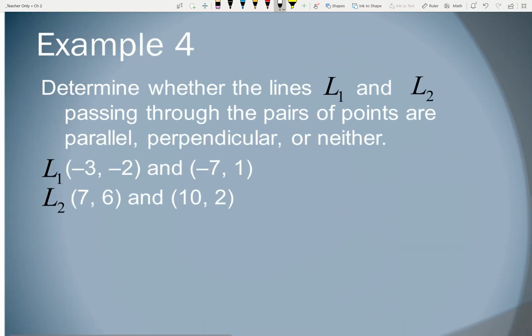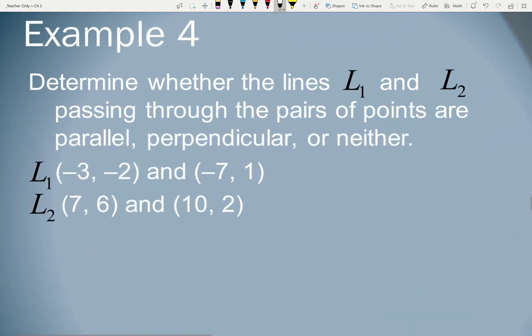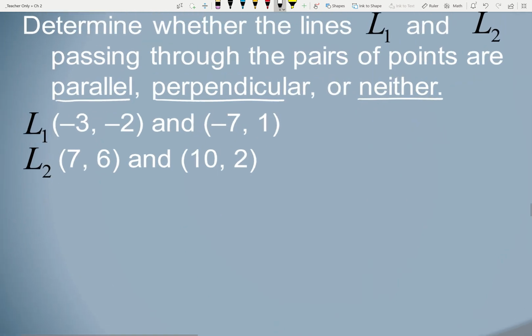So if I give you an example like this, number 4, it says determine whether the lines L1 and L2 passing through these pairs of points are parallel, perpendicular, or neither. That's one of the conclusions we're going to have to make, one of these three choices, then we need to know how to do that. So let's go ahead and figure that out here, right? So in order to figure out if two lines are parallel or perpendicular, we just said that we have to have this relationship between the slopes of these lines. So if that's not something that I'm handing to you, then that's something you're going to need to calculate, right?